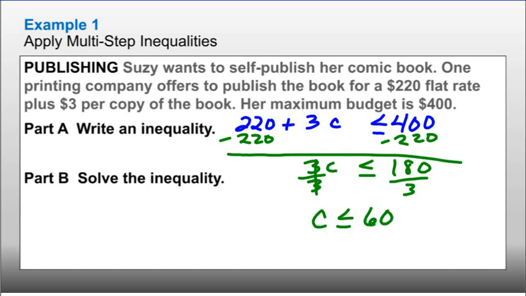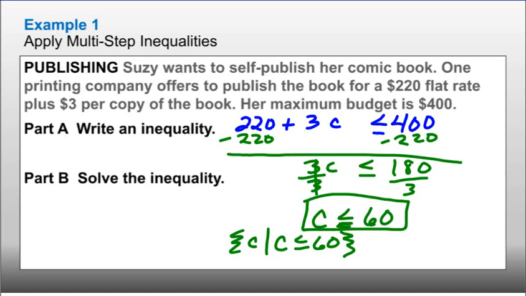Now I could write this in set builder notation. If I were to do set builder notation, it would be C such that C is less than or equal to 60. But for me, I'm not real picky with that. If you want to just write C is less than or equal to 60, that's fine. Or if you want set builder notation, then you can write it like that.